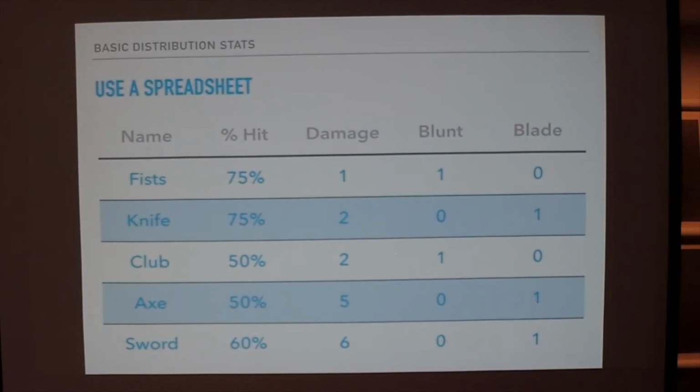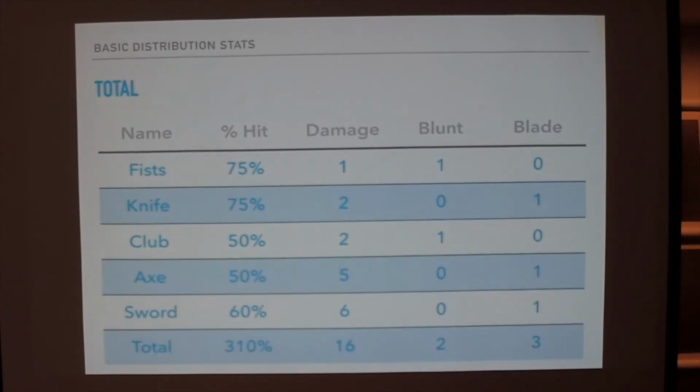So we have our different weapons from this particular game. The chance to hit with each of those weapons, the amount of damage it's going to do, and whether it is a blunt or bladed weapon, right? Because maybe in this particular game, there are different types of armor. So you have blunt armor versus penetration armor.